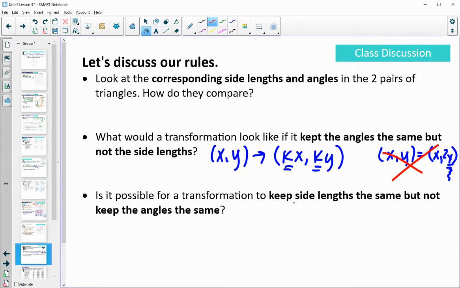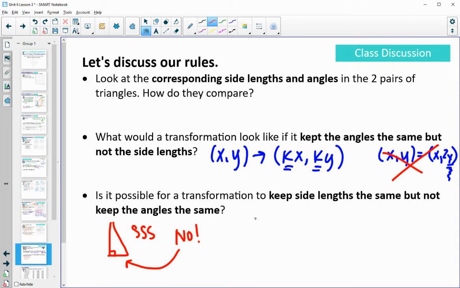So is it possible to keep the side lengths the same, but not keep the angles the same? So this, I mean, feels like it wouldn't be possible. I would say for a triangle, not possible, because triangles have side, side, side congruency. So if they keep the same 3 side lengths, then the angles have to be the same. There's only one triangle produced. So if we're talking triangles, that's a no.